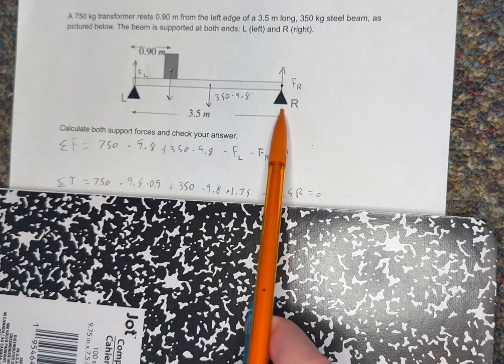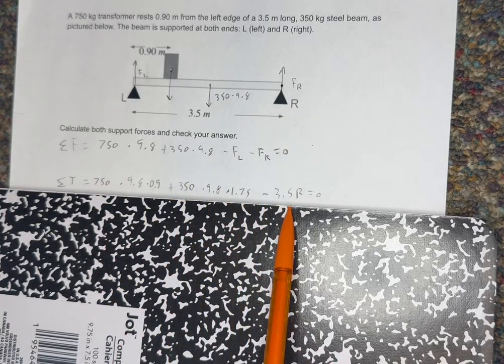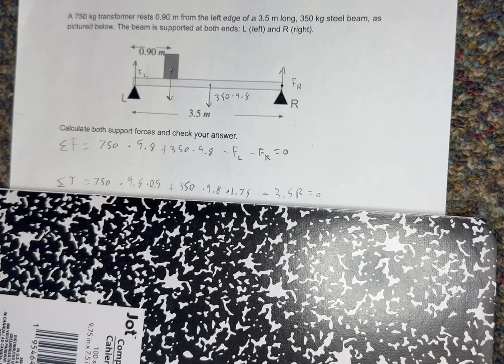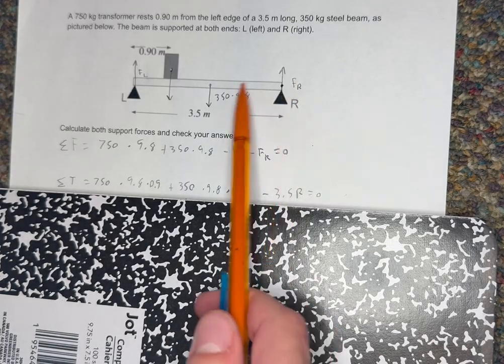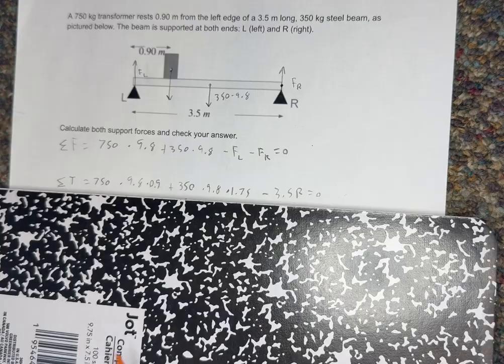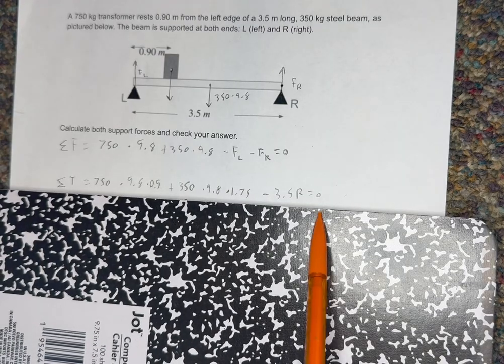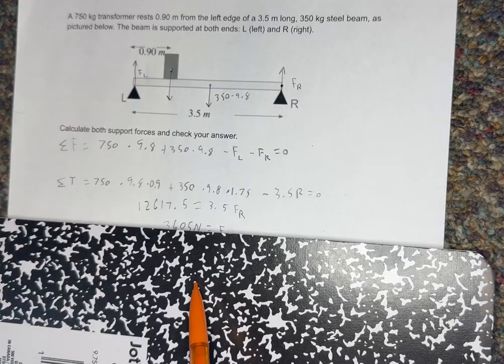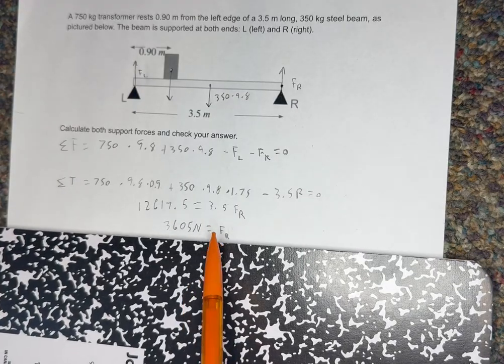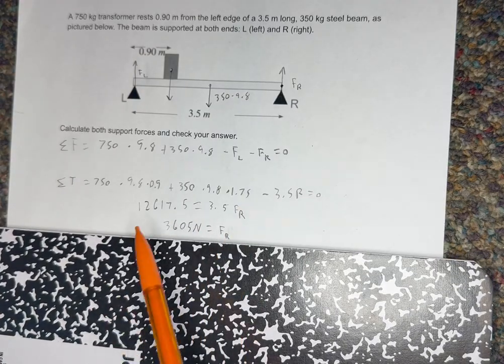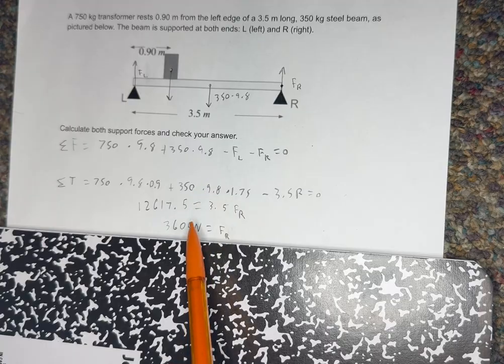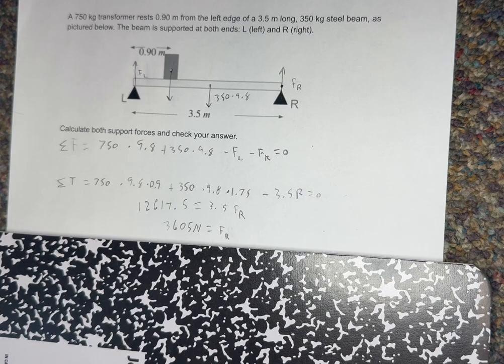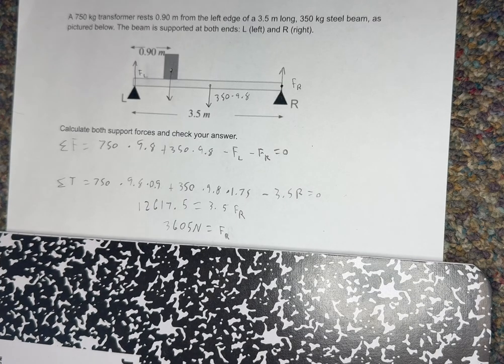And then finally, at 3.5 meters, you have the right support force, which we don't know, so we call it R. And that's being subtracted because it counteracts the two others. And so you set that equal to 0. And since you now only have one variable, you can algebra it so that you combine these, and then you divide by 3.5 and you get 3,605 newtons for the support force of the right side.